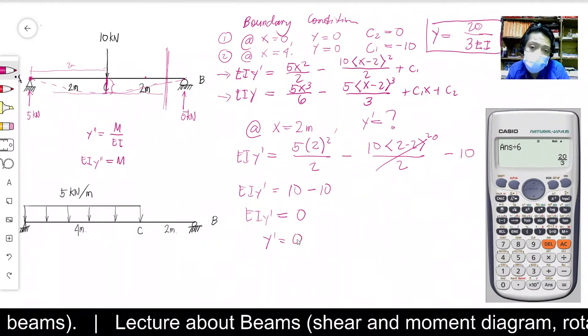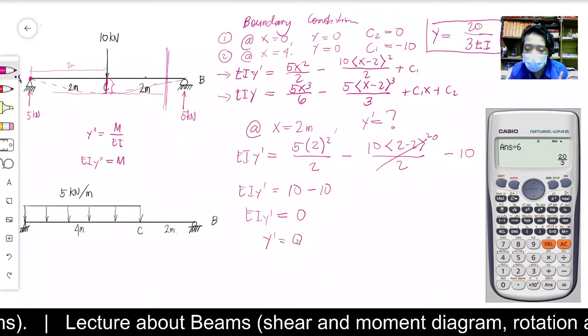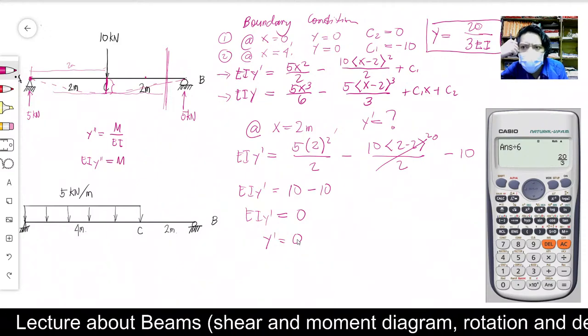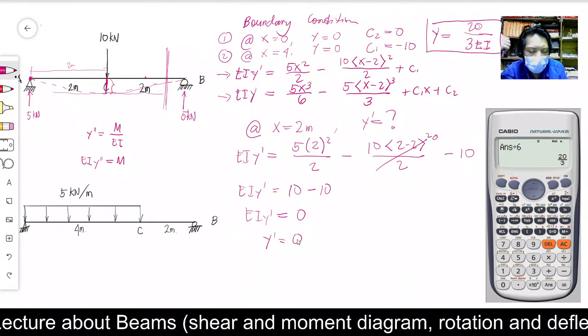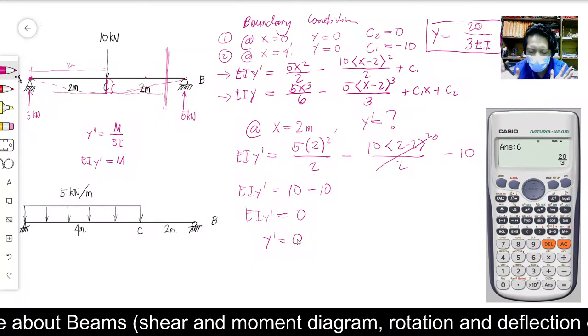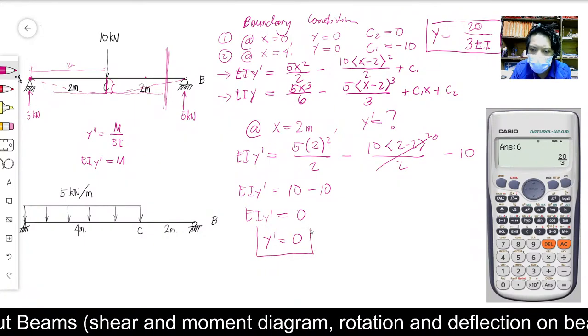So indeed, since it is symmetric, the slope at point C is equal to 0. So that's how you solve for the slope and the deflection. So this is the slope.